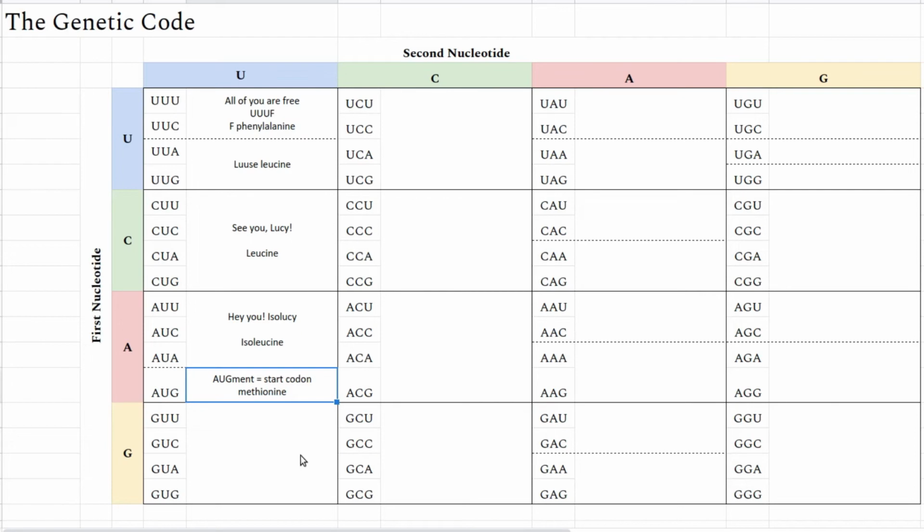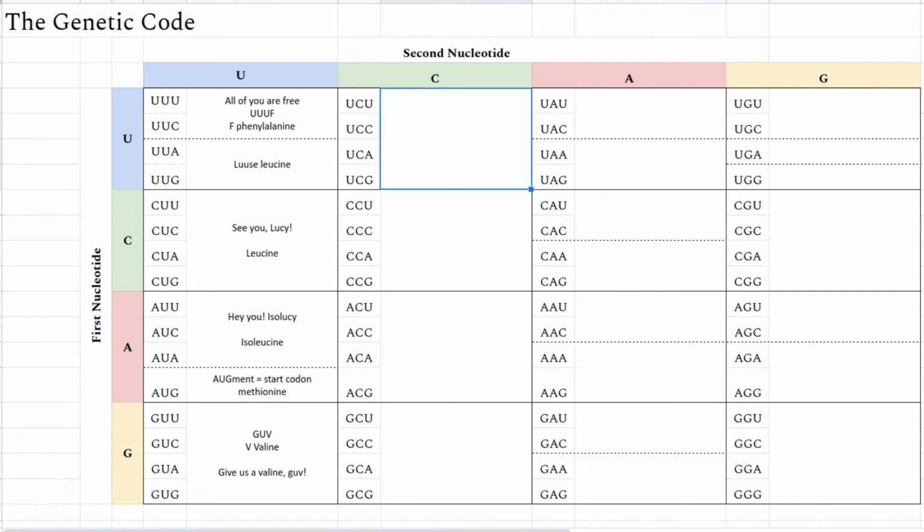Then we have the GU full block. There's a fairly mediocre joke where someone says, "Give us a copper gov." But you can just remember gov like government. Give us a valine gov. Valine's letter code is V.